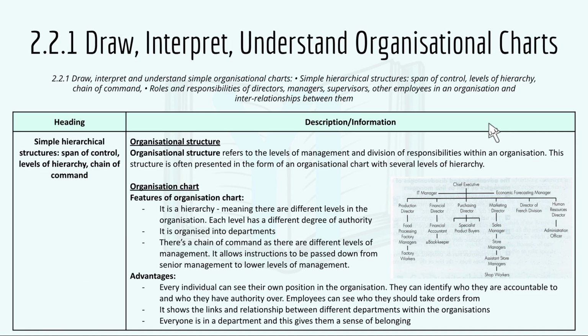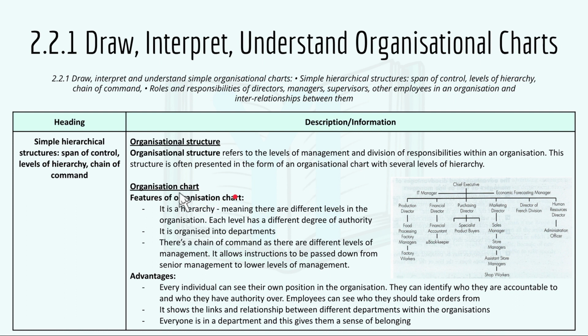And we'll move on now to 2.2.1, draw, interpret, understand organizational charts. So here's the simple hierarchical structure, which includes the span of control, levels of hierarchy, and chain of command. The organizational structure refers to the levels of management and division of responsibilities within an organization. This structure is often presented in the form of an organizational chart with several levels of hierarchy.